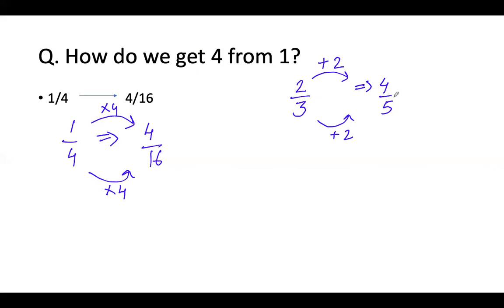What we have learned in this lesson, in this video: equivalent fractions can be obtained by multiplying or dividing the numerator and the denominator by the same number. We can only multiply or divide, never add or subtract, to get an equivalent fraction. So I hope you understand these things.